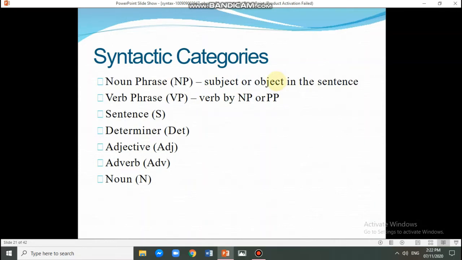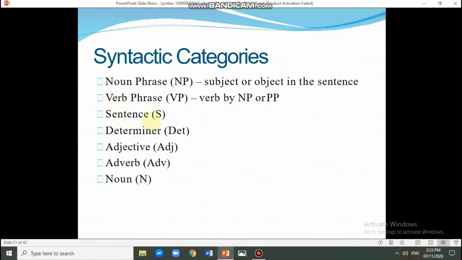So syntactic categories refers to the following: the noun phrase, or the subject or object in the sentence, with the acronym NP; the verb phrase, the VP; and the verb. What do you mean by this? It is like the branch of the verb phrase; it can be a noun phrase or a prepositional phrase.